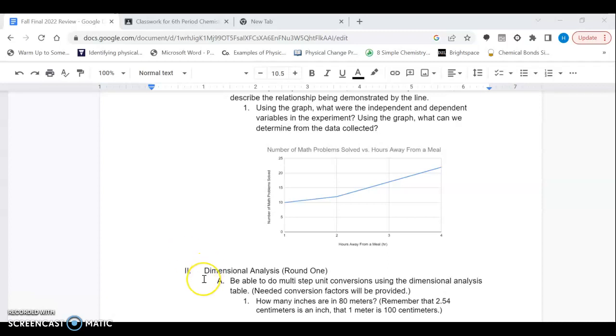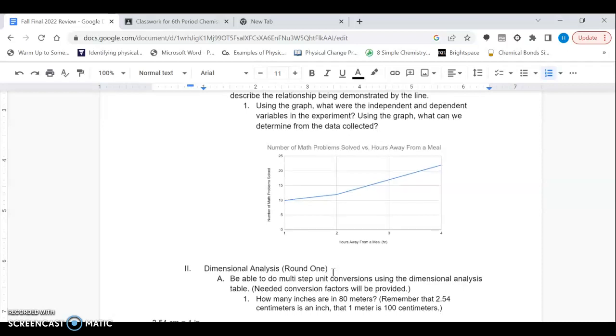So dimensional analysis, as we talked about Monday, anytime we're doing dimensional analysis, whether that's the normal kind that we did in Unit 1, or the mole-based dimensional analysis, the first step is always to find your conversion factors. So here, if we read number 1, how many inches are in 80 meters? Remember that 2.54 centimeters is an inch. That means that 2.54 centimeters equals 1 inch.